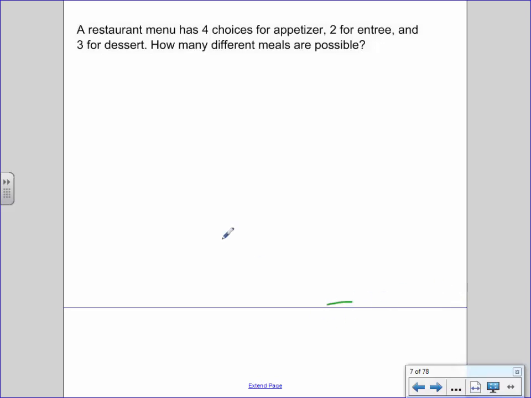Well, the way this would work is you have 4 choices of appetizer, you have 2 choices of entree, you have 3 choices of dessert. You just multiply the numbers. 4 times 2 times 3 is 24.